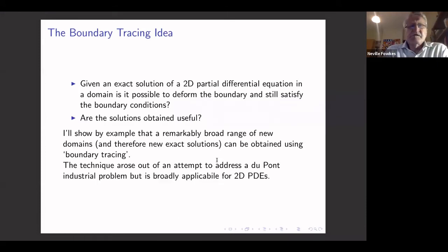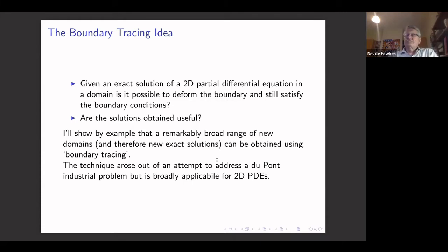I will describe very briefly the idea, and then I'll tell you the history, how this sort of unexpected procedure arose, and then I'll say a little bit about the general theory and then show you some examples. The idea is really a simple idea.